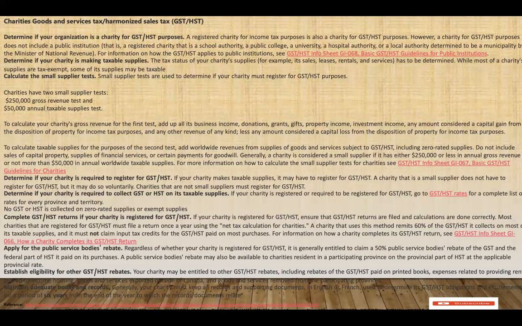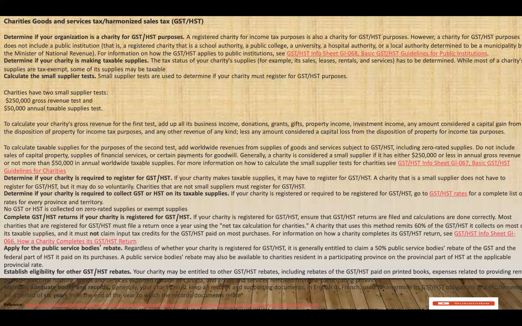To calculate your charity's gross revenue for the first test, add up all its business income, donations, grants, gifts, property income, investment income, any amount considered a capital gain from the disposition of property for income tax purposes, and any other revenue of any kind, less any amount considered a capital loss from the disposition of property for income tax purposes.